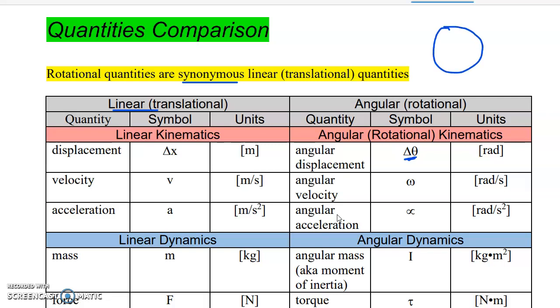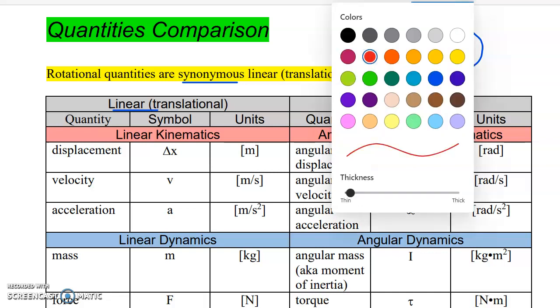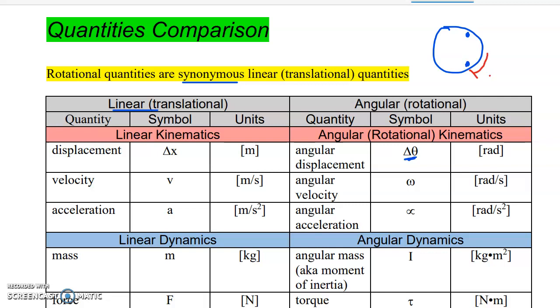So if we can imagine a circle and some point on the circle, and this entire thing rotates through some rotation like that, and typically I use red for kinematics quantities. Our angular displacement, delta theta, is a change in angular position, just like a displacement in the linear sense is a change in an actual position, in Cartesian coordinates.